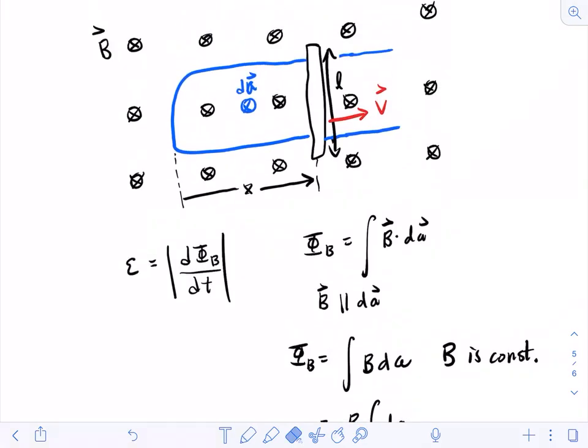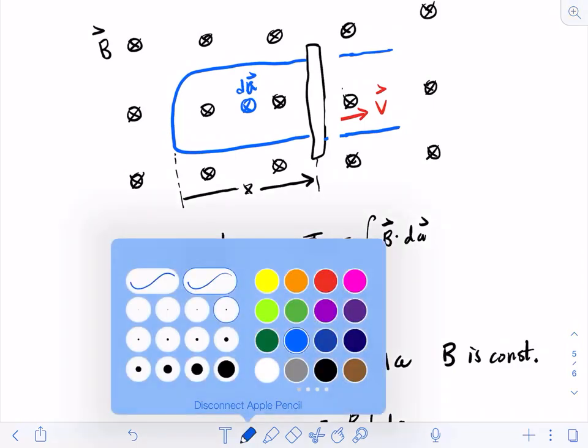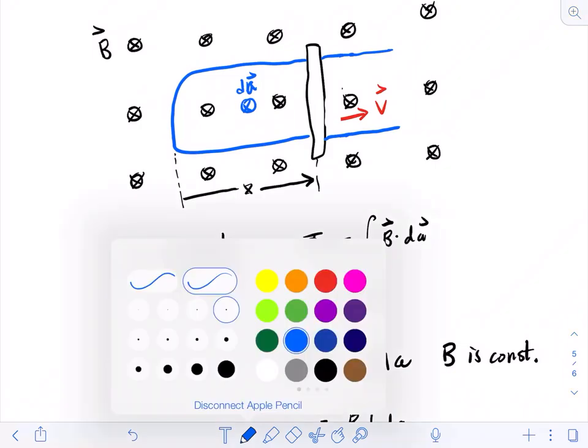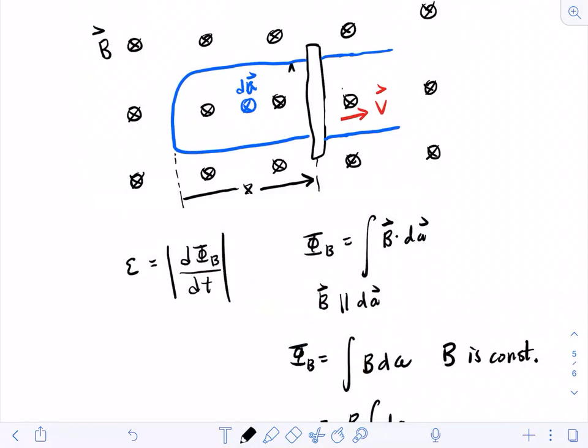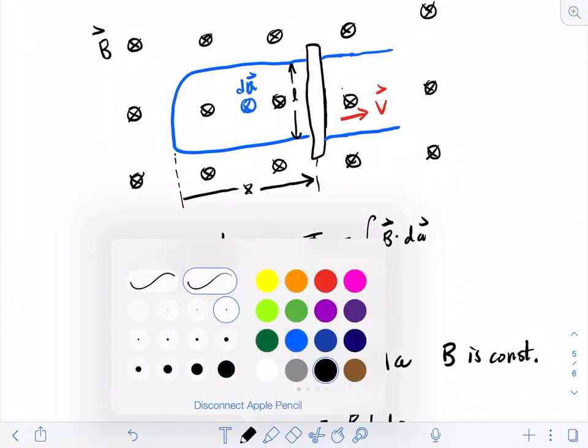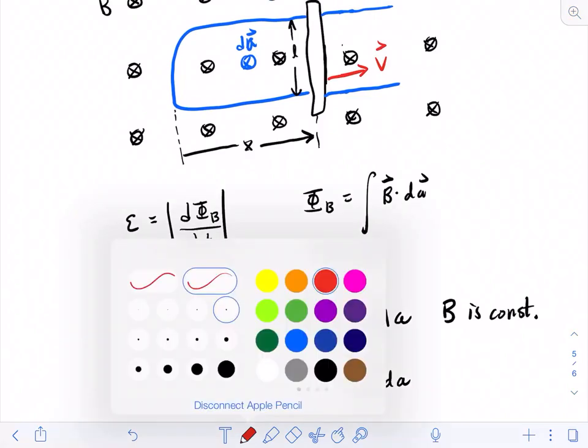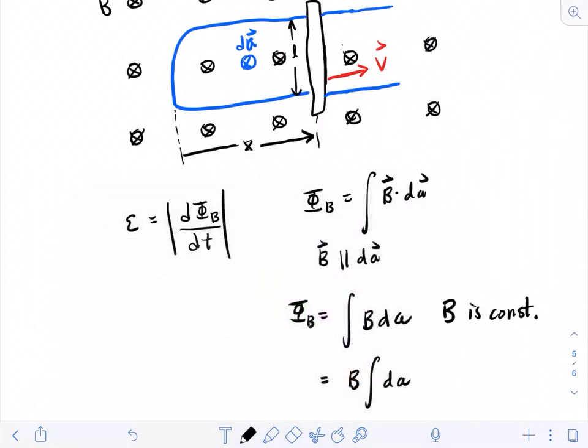And so I just realized that I should really fix my drawing here. What's going to matter is the area of our loop. We're calculating a magnetic flux, and so the length that is relevant is this length. It's not the full length of the bar. Okay, so let's fix that up. Okay, good. So that'll be better. And so because the magnetic field was constant, we pull it outside our integral, and we just get B times the area. So this is the loop area.